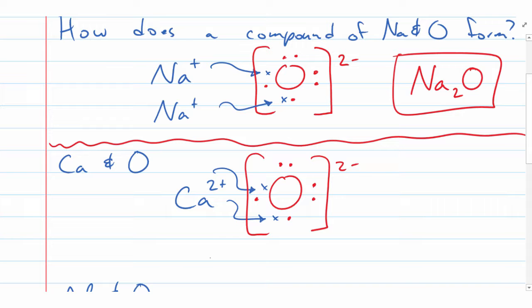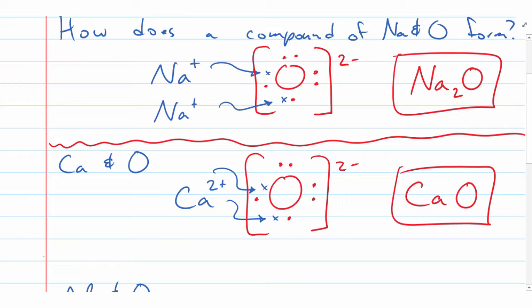Well, remember when we talked about the importance before of balancing charges? Well, we have 2 positive balancing 2 negative, and this is why. The formula for calcium oxide would be CaO. And that's it.